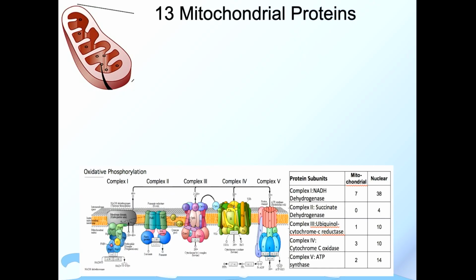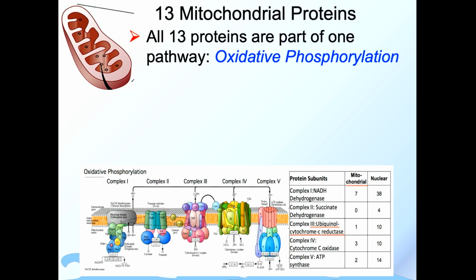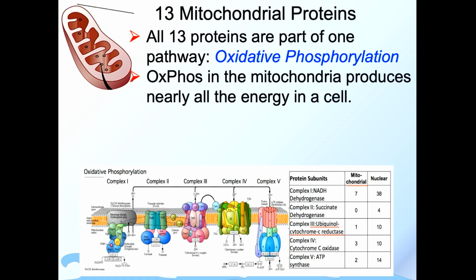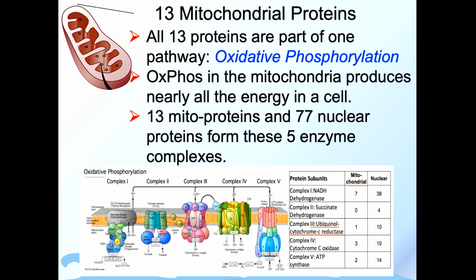So the 13 mitochondrial proteins do a really important job because it's those 13 proteins that form the oxidative phosphorylation pathway. You go like, what? The oxidative phosphorylation pathway is responsible for reducing oxygen to water and creating almost all the ATP for your cells. It is the reason why we move about. Oxidative phosphorylation in the mitochondria produces all the energy in the cells, and all 13 mitochondrial proteins are a part of that pathway.